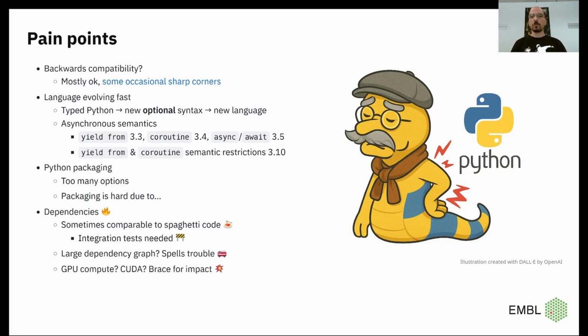And so oftentimes the recommendation is to have integration tests and other kinds of tests to make sure that the dependencies aren't suddenly changing in ways that you didn't anticipate or introducing bugs that you didn't expect. If you have very large dependency trees or graphs, then this often spells trouble.